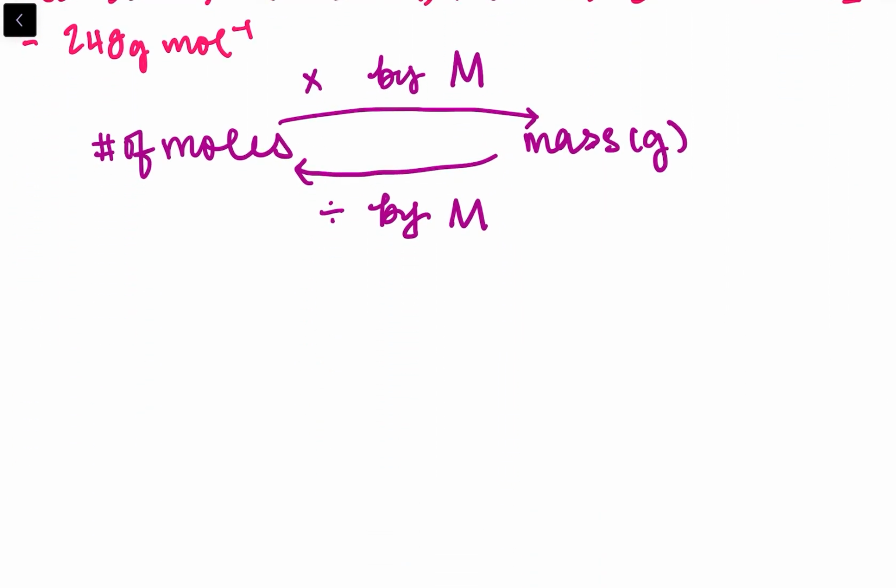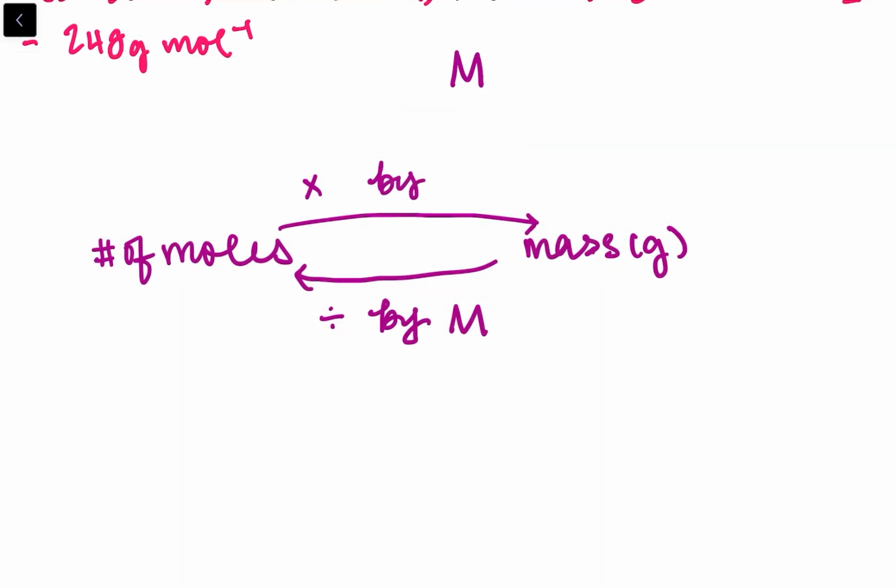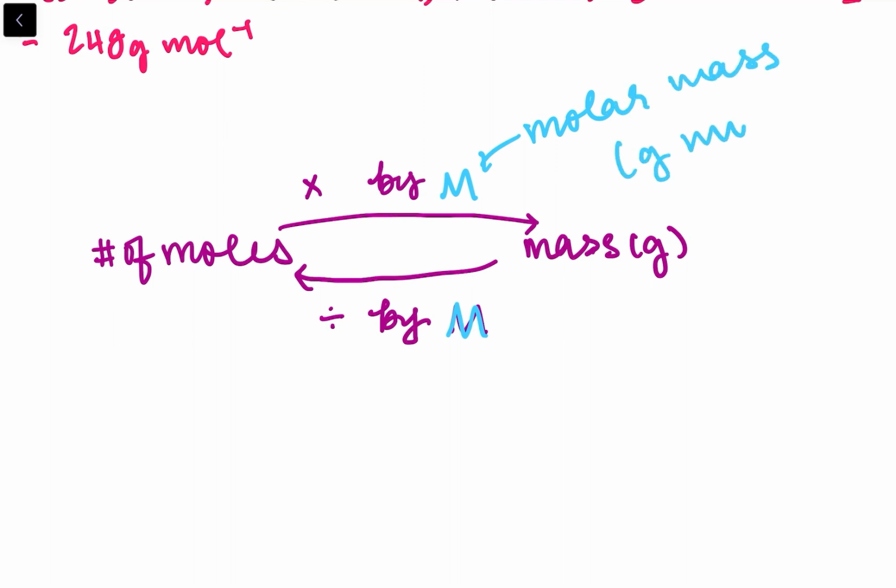Right here, I have a little chart that shows molar mass and how to do conversions. M right here is molar mass, which is in the unit of grams per mole. When you are given the number of moles and you are trying to get to the number of grams, you simply multiply by M. Whereas if you're trying to go from grams to number of moles, you simply divide by it. So this is pretty straightforward.